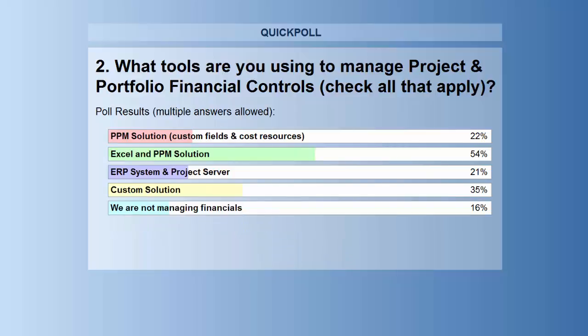Let's look at the results here. 22% using the capabilities resident in PPM solutions. 54%, so a majority here, using the combination, as I thought might be the case, of Excel plus an execution-orientated PPM system. 21% leveraging ERP system plus the PPM solution, potentially even Project Server as the PPM solution, which we certainly support in UMT360. 35% have a homegrown custom solution, or even off the shelf. That would be a package solution for managing financials, and 16% not managing financials, at least at this stage.